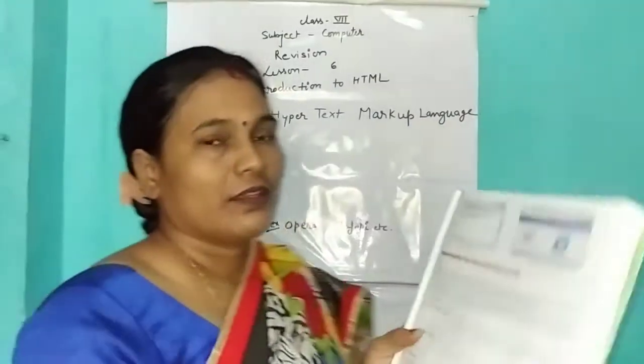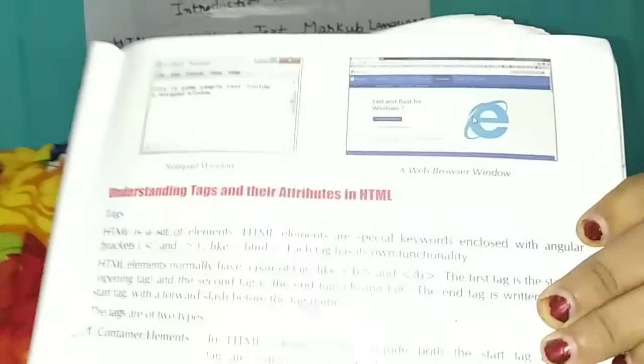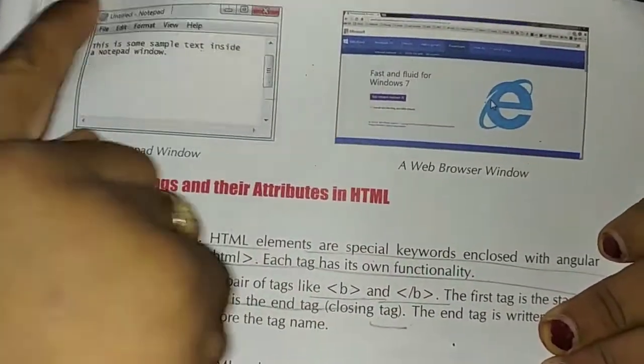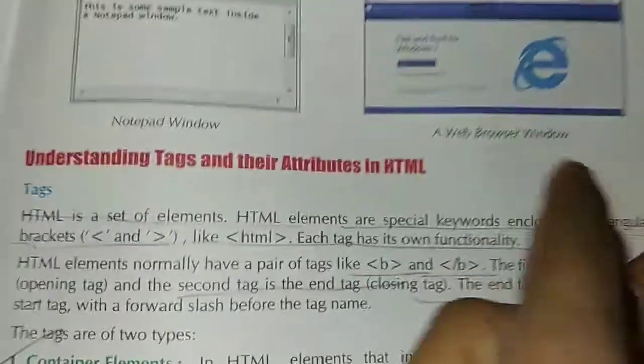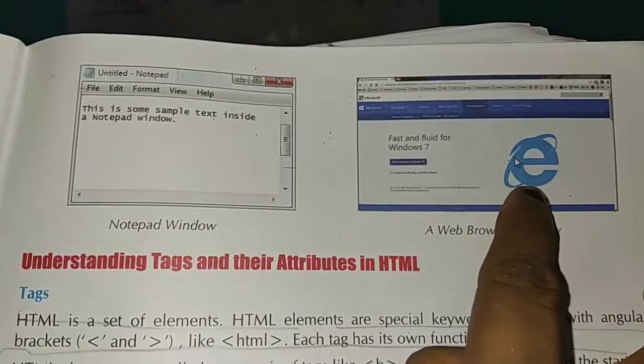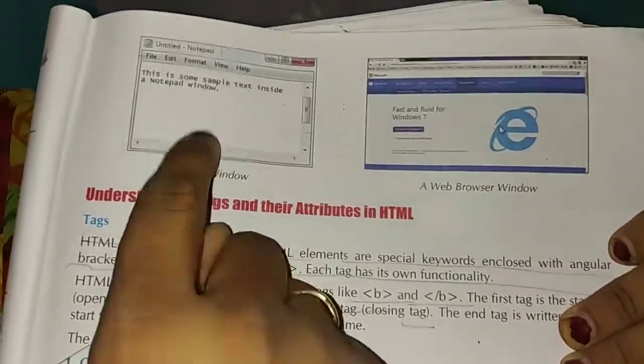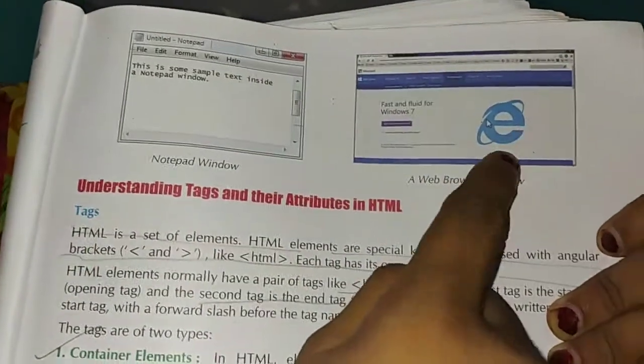So this is the HTML, and you can see here the first program in HTML. Clear? This is the web page, and it is run by the web browser. This is the Internet Explorer web browser, and you can run this web page with this web browser.